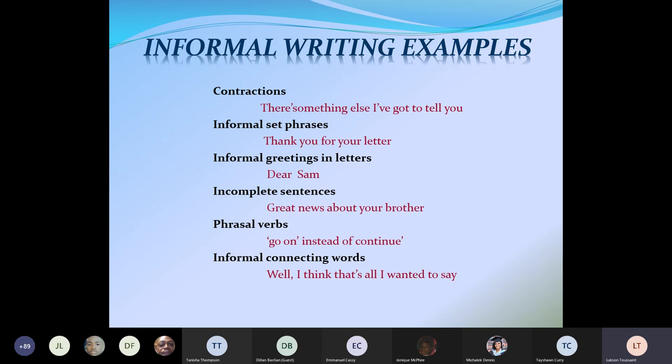Then we have phrasal verbs. In your formal letter, you will not have "go on," you'll have "continue." And then, of course, you have the connecting words. So instead of "Well, I think that's all I wanted to say," what will we have in exchange for that in a formal letter?